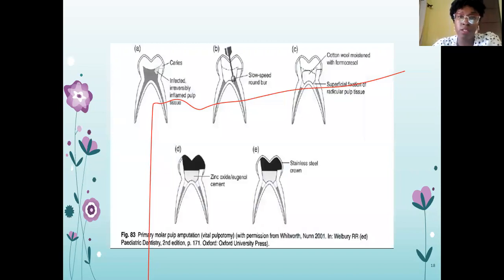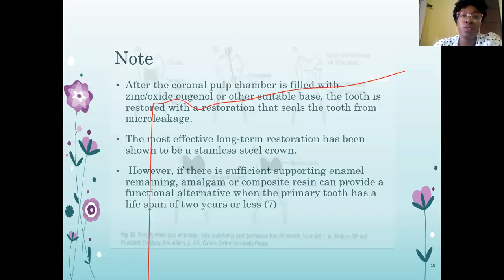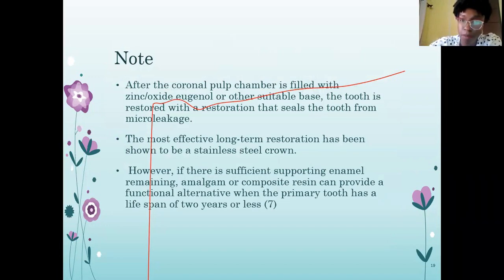This image is an infographic of what I've just been talking about. After the coronal pulp chamber is filled with a suitable base, you should restore and seal the tooth from microleakage. And again, the most effective long-term restoration is a stainless steel crown. In endodontics in adults, when you are doing root canal therapy, we always tell the patient, ideally you should crown your tooth thereafter.